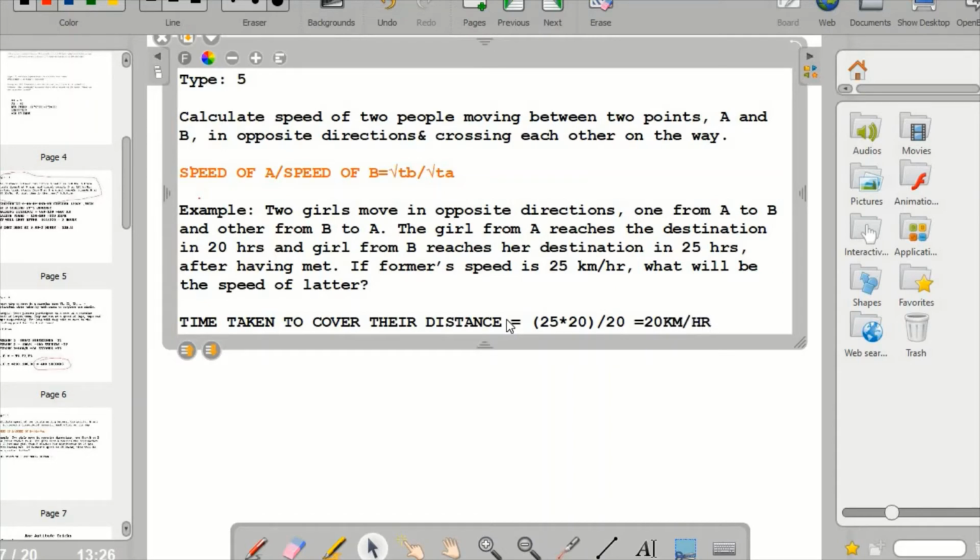Do you have any doubt? Just WhatsApp me. So here we are completing our problems on speed and time. The fifth type is when we have the opposite direction, where we have to find the time or speed of the two people. So this is our answer. Shall we move to the next topic?